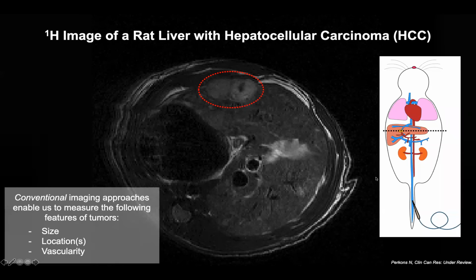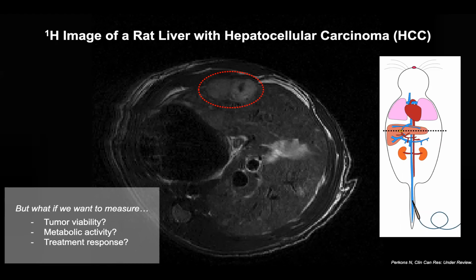And this is an example of a conventional imaging approach that helps us to measure certain things about tumors, like their size, their location, and their vascularity. A goal of my thesis research has been to go beyond some of these metrics to functionally assess tumors and ask a couple of additional questions, like, are tumors viable? What sort of metabolic activity do they have? Do they respond to treatment? And at this juncture, the question, of course, is, well, how do we go about doing that?